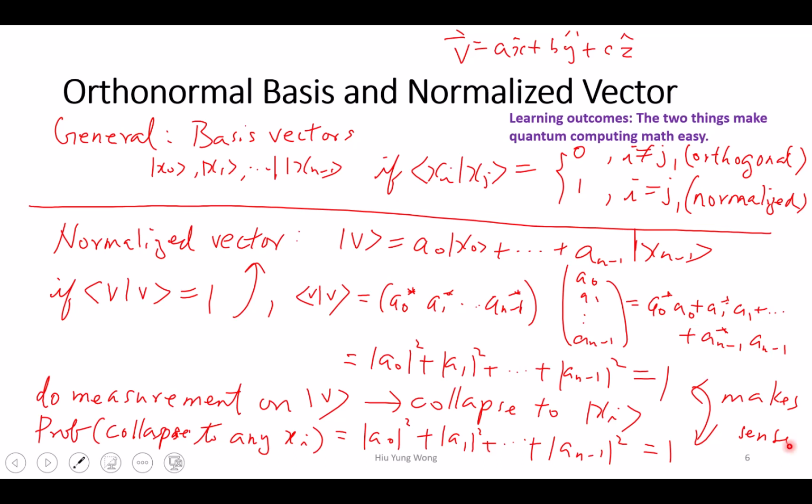So for this slide, the important thing is to understand there's something called an orthonormal basis. That is the definition of orthogonal and normalized. And the other thing is we are interested in normalized vectors in general.